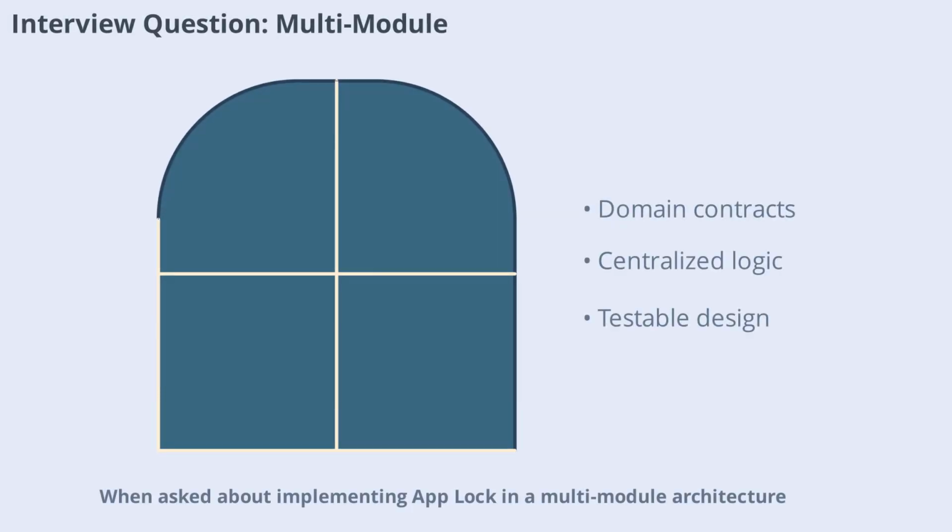When asked about implementing app lock in a multi-module architecture, explain how to define contracts in the domain module, implement in core security, and centralize navigation. This approach ensures decoupling and testability, which are highly valued in interviews.